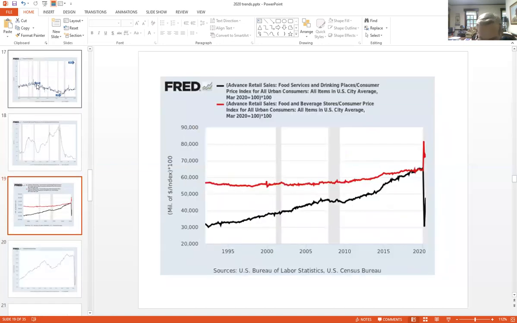Here's another trend, and it's the trend in food sales. The black line represents food sales from restaurants and bars. And you can see that it really dropped because of social distancing and so forth. On the other hand, the red line represents grocery stores. And the difference is quite dramatic.